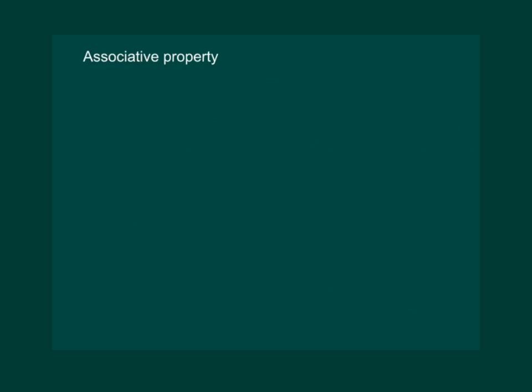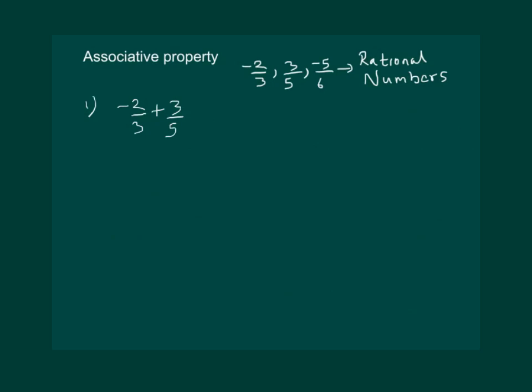Let us check associative property for rational numbers. Let us take any three rational numbers, say minus 2 by 3, 3 by 5, and let us take minus 5 by 6. All the three are rational numbers. So let us check the associativity of addition first. We must have minus 2 by 3 plus 3 by 5 plus minus 5 by 6. Let us add. We get minus 1 by 15 plus minus 5 by 6. Let us solve further. We get LCM 30, and on solving the numerator we get minus 27.